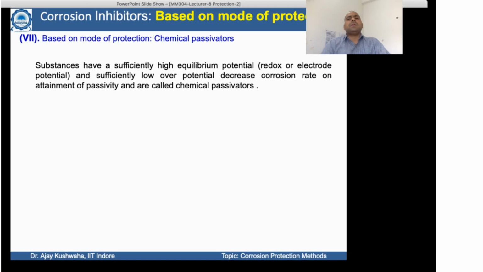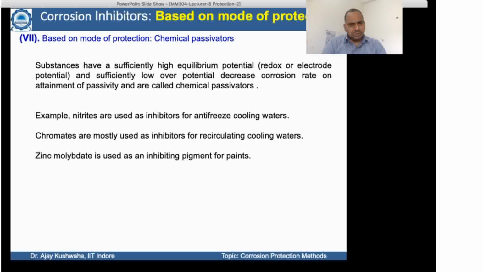Similarly, let's say based on the protection method or mode. One is based on chemical passivators. What we understand about chemical passivators is that they have a sufficiently high equilibrium potential, redox or electrolyte potential, and sufficiently low overpotential, because of corrosion rate and attainment of the passivity; they are called chemical passivators.